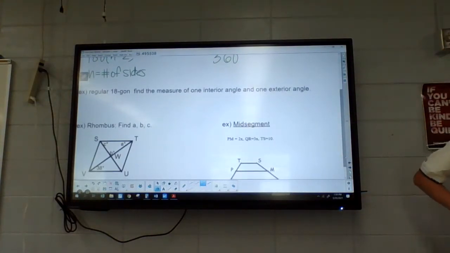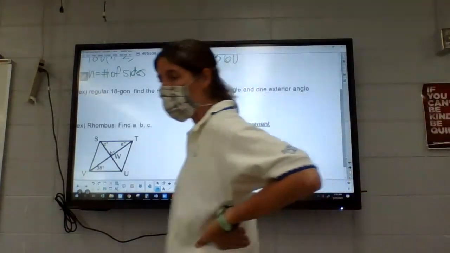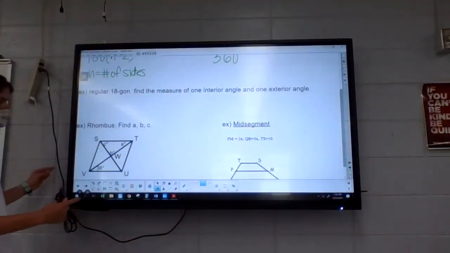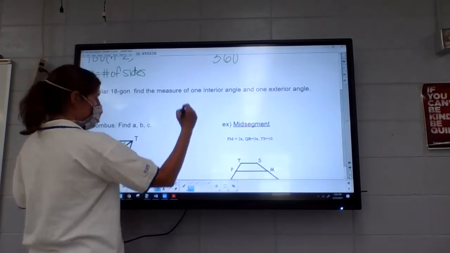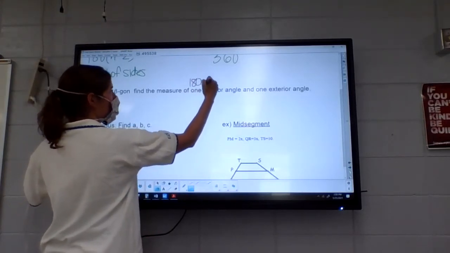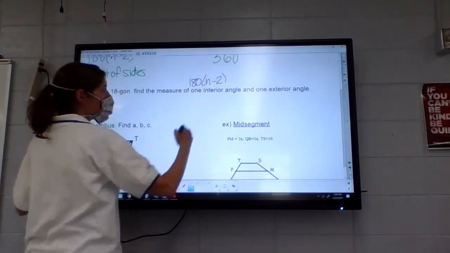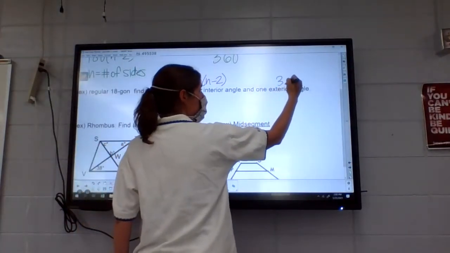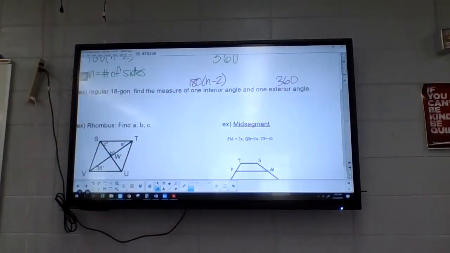They tell us we have a regular 18-gon. We want to find the measure of one interior angle and one exterior angle. There's a couple of different ways to do that. So interior angles, we would use this formula. Exterior angles, we just know it's 360. So I want to know one interior and one exterior angle.